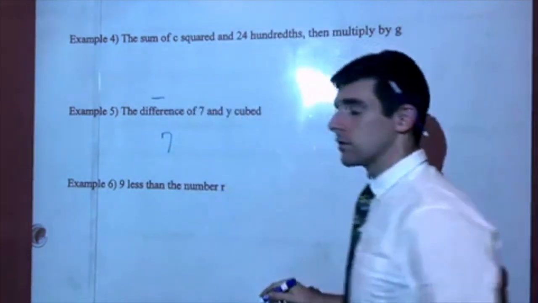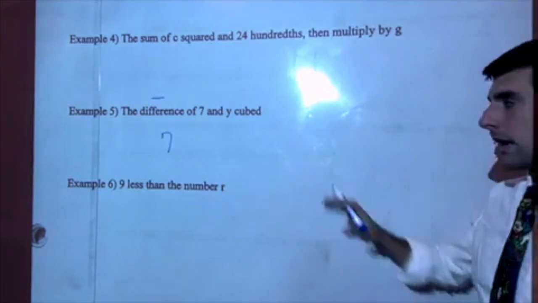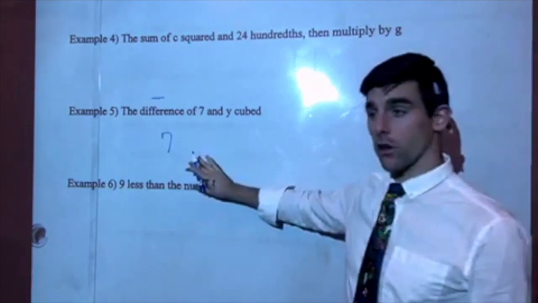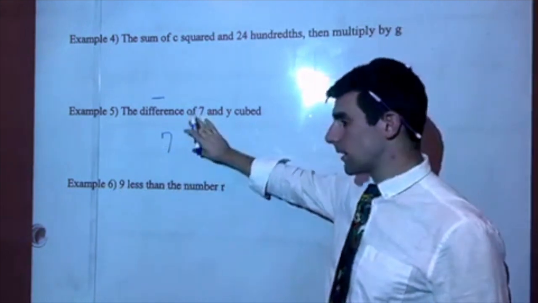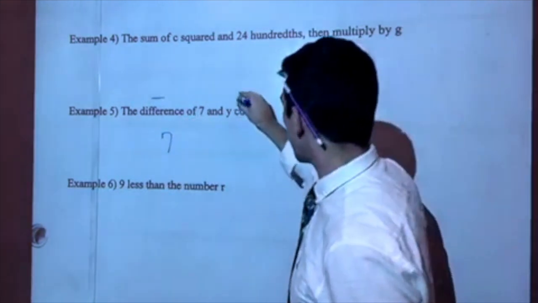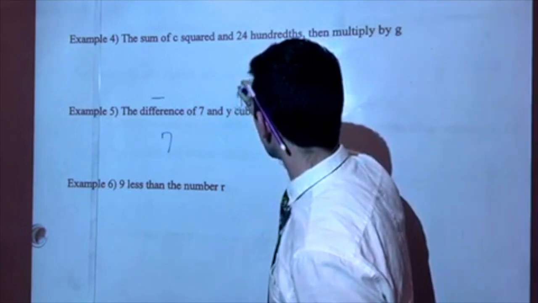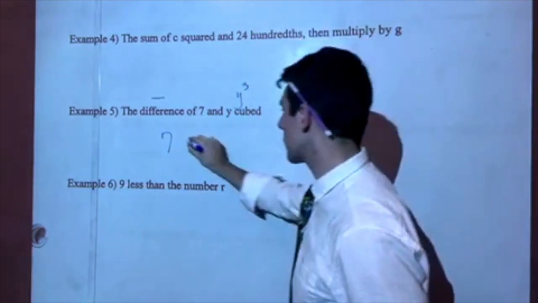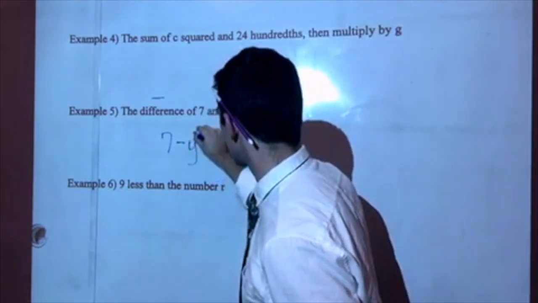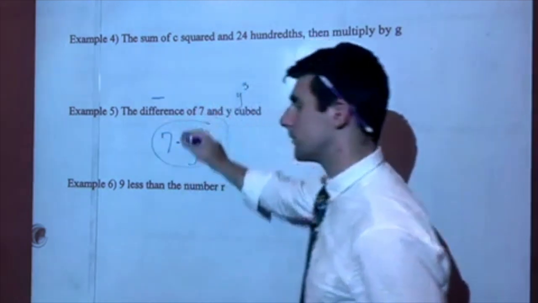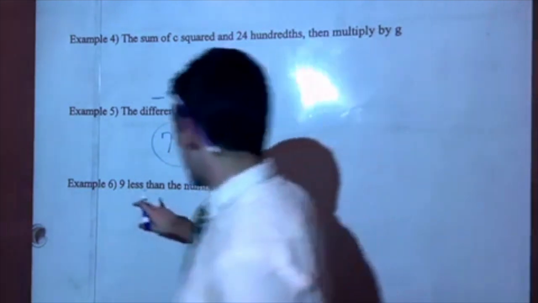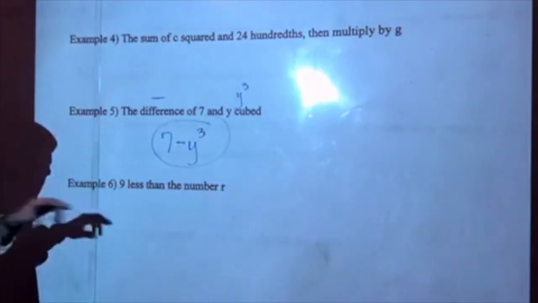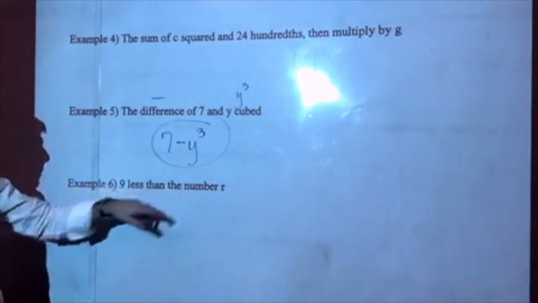Whenever you read the word difference, it's just implying that what comes next is your starting value. So 7 is our starting value. The difference of 7, I start here, and y cubed, which is going to be that variable raised to the third power. So let's have 7 minus y cubed. Because of difference, there's no rearranging of the order. But as we look at example 6, it's saying 9 less than the number r.